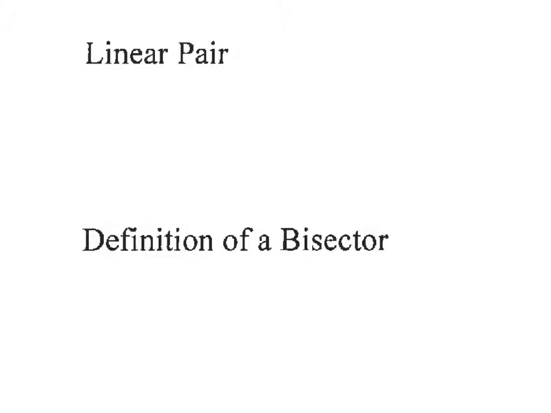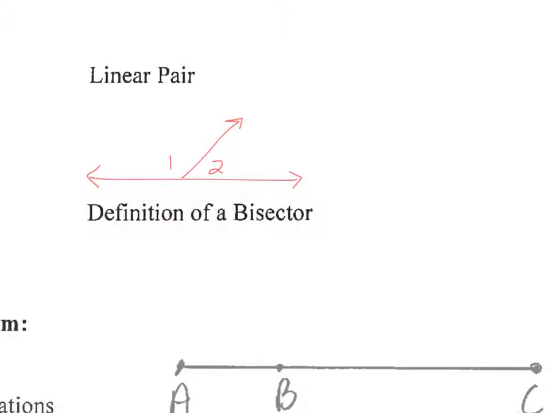Linear pair. A linear pair looks like this. Let's call this angle 1 and angle 2. Linear pairs are angles that are side by side on a line together. And linear pairs make supplementary angles because they're on a line, they add to 180.